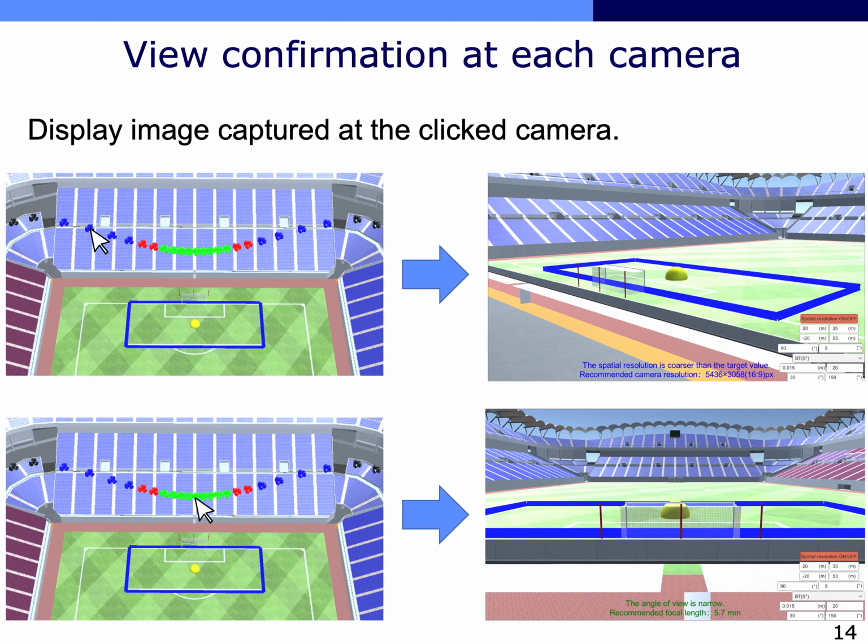You can also virtually observe the view from each camera by clicking on the icon. As you see in the image on the left, when you click on a camera icon, it is possible to check how the stadium is being filmed one by one, as shown on the right.